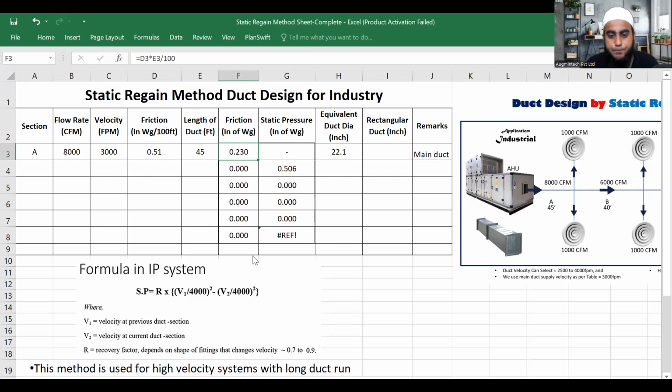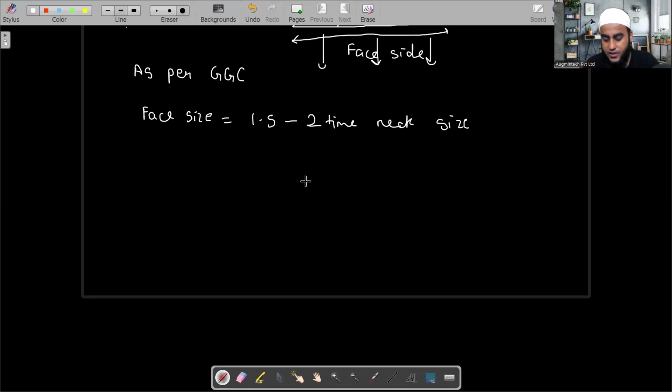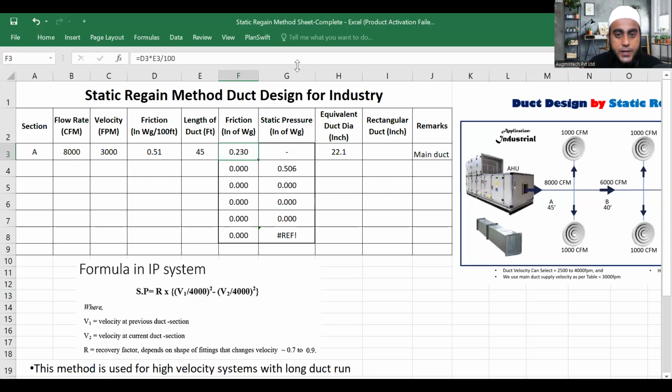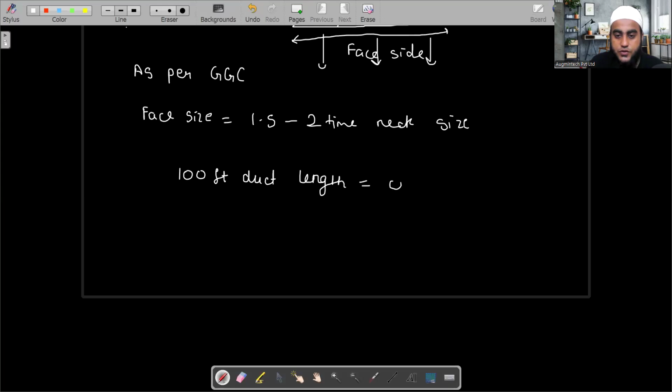See, I will show you easily. Simple calculation. Let's see what they are telling. Try to understand, okay, all of you. In 100 feet of duct length, friction head loss value, how much have we calculated? Tell me fast. 0.51. So for 100 feet of duct length, the friction loss value is 0.51 inch of water column.